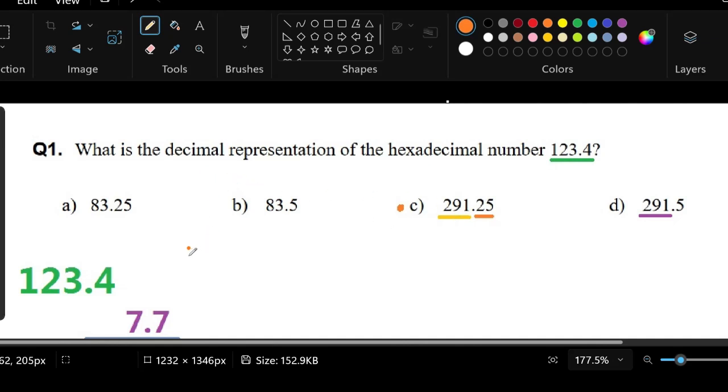Question number 1 of the PhilNITS FE morning portion of the exam. In this question, we are being asked, what is the decimal representation of the hexadecimal number 123.4? This question is one of the most difficult ones, I think, in the exam.